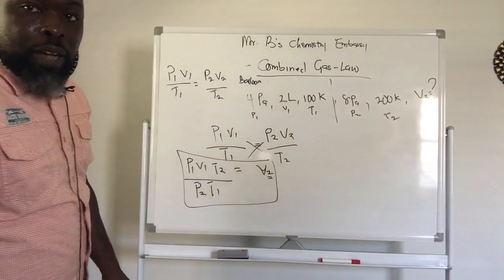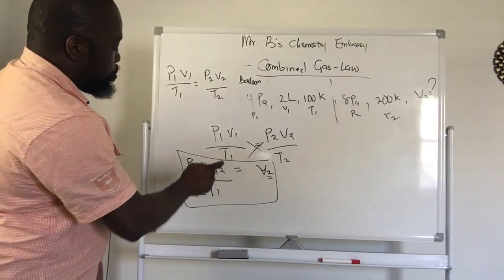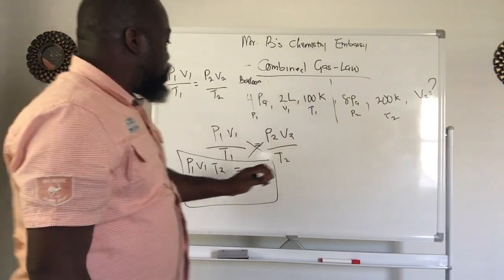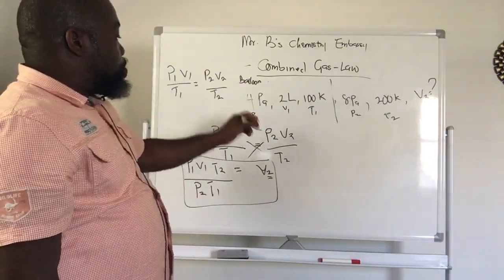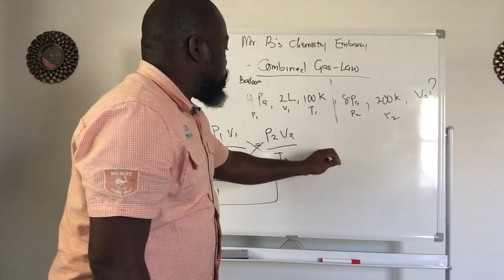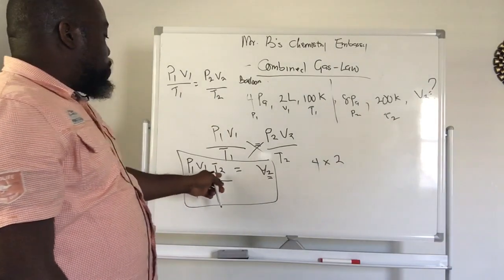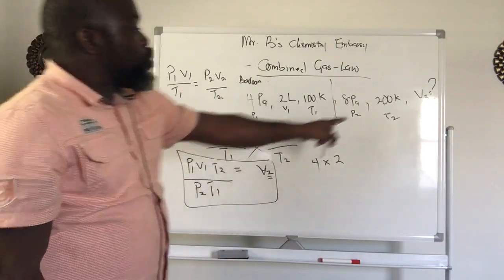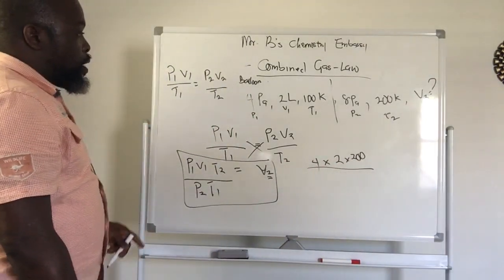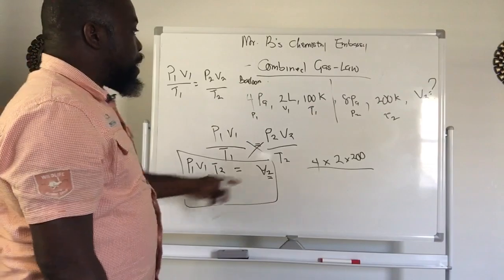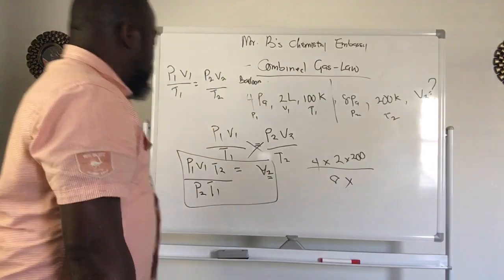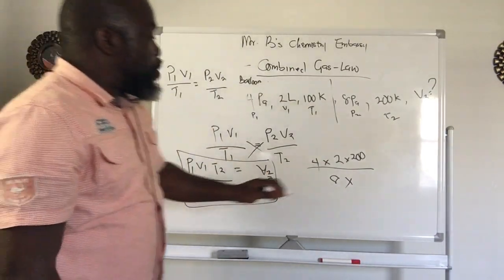So we now have the formula to solve our problem. The next thing for us to do is take all these figures here and start plugging them in. So let's go. What's my P1? My P1 is 4. What's my V1? My V1 is 2. What's my T2? My T2 is 200 Kelvin. Divided by, what's my P2? My P2 is 8. Times, what's my T1? My T1 is 100.